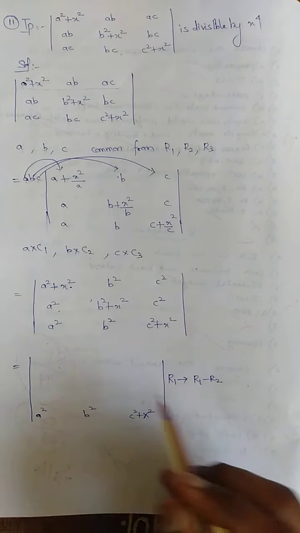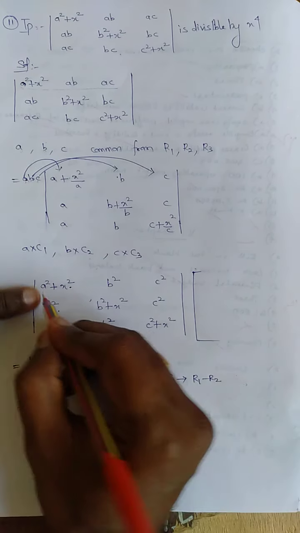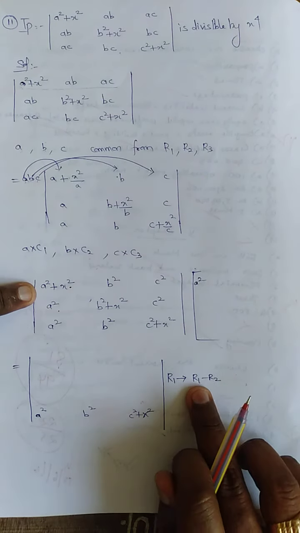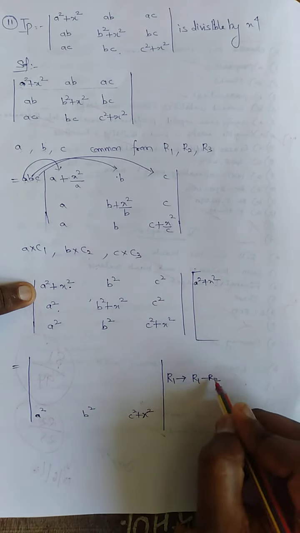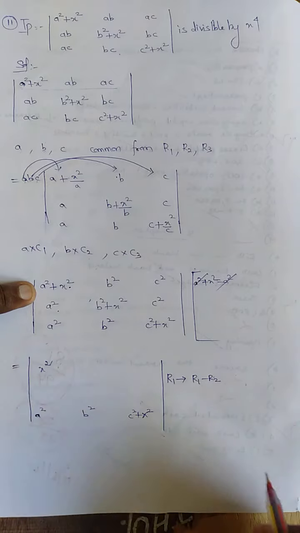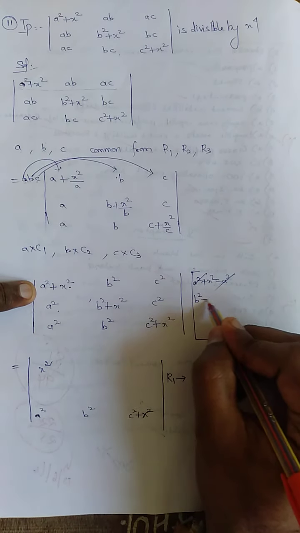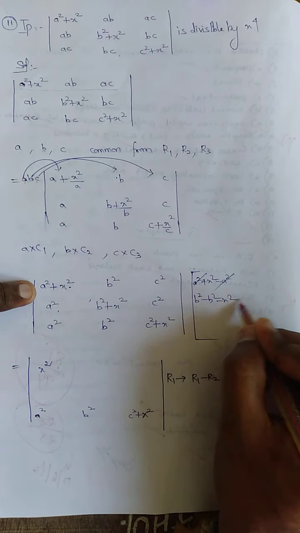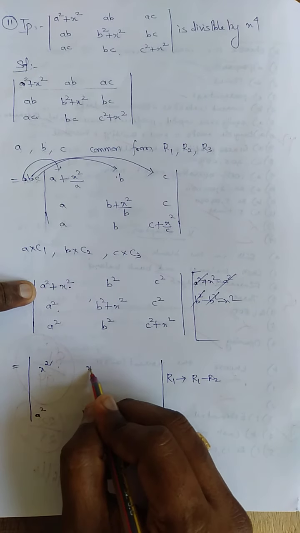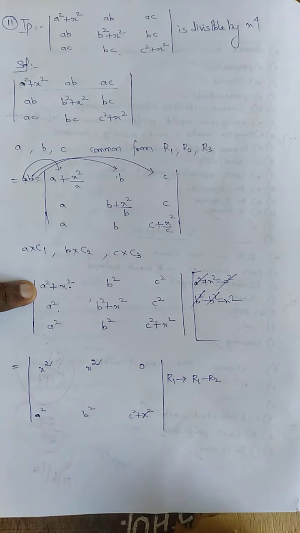So r1 minus r2. R1 minus r2 means I will put inside here a square plus x square minus a square. Both will be cancelled, remaining is x square. Next b square minus b square minus x square. Both will be cancelled, remaining is x square. C square minus c square is nothing but 0.